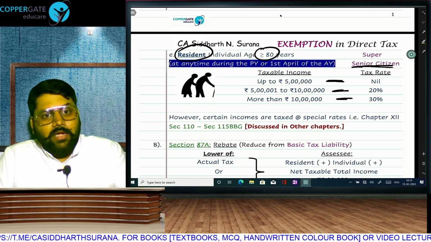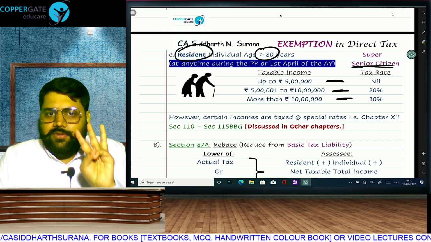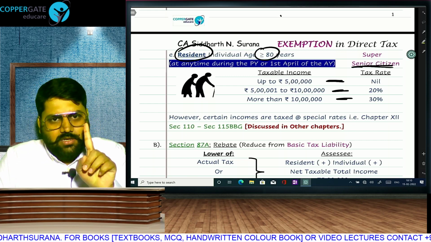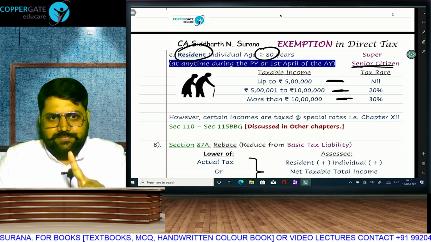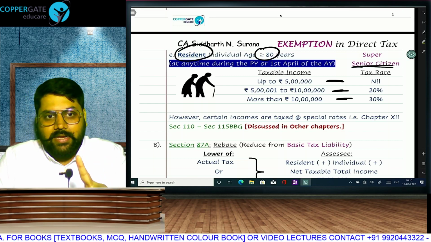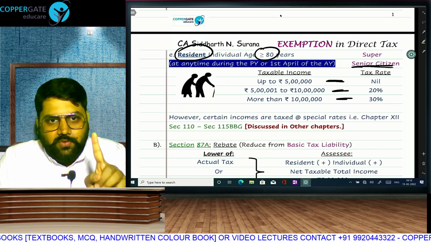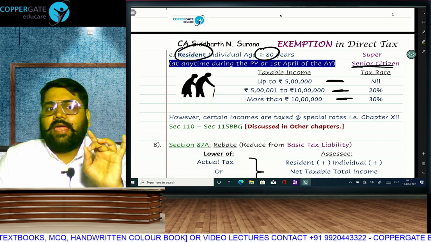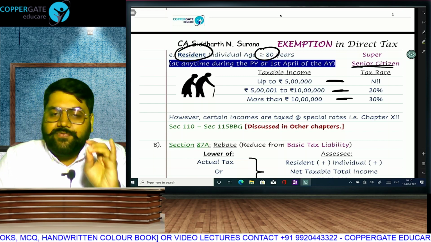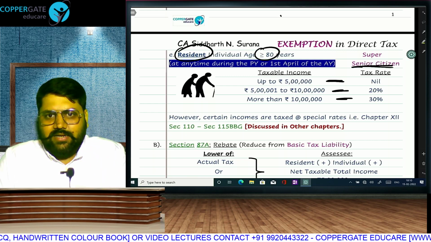This is going to be the basic tax calculation of the three categories of individuals we have understood. Normal individual less than 60 years will also include all non-residents of any age, will also include HUF, AOP, BOI, artificial juridical person, because the second and the third category of individual exist only if you are a resident. And these are the slabs.